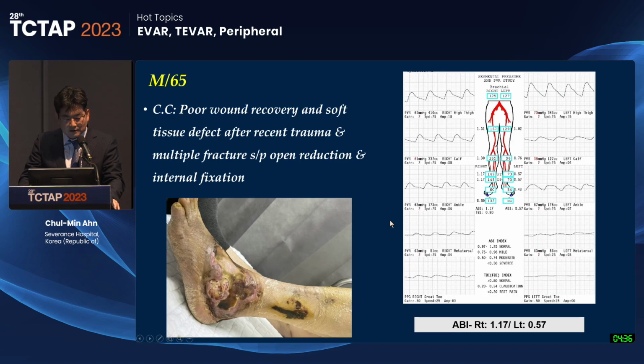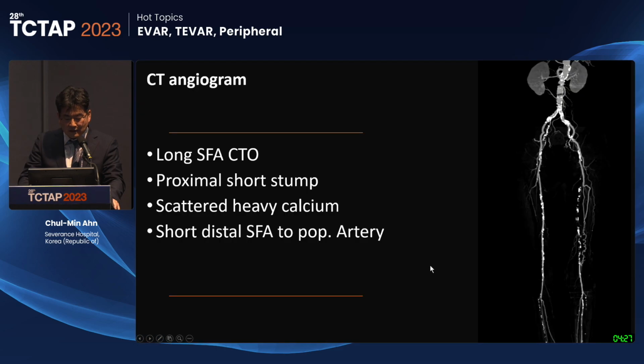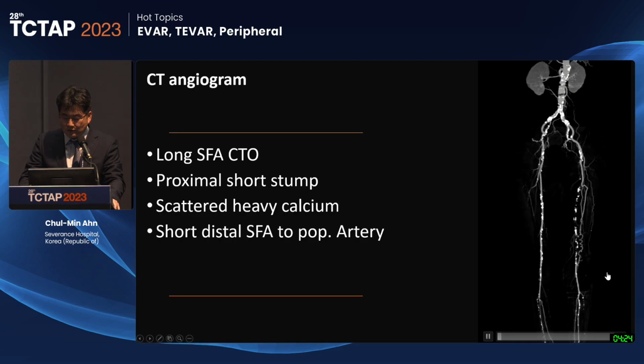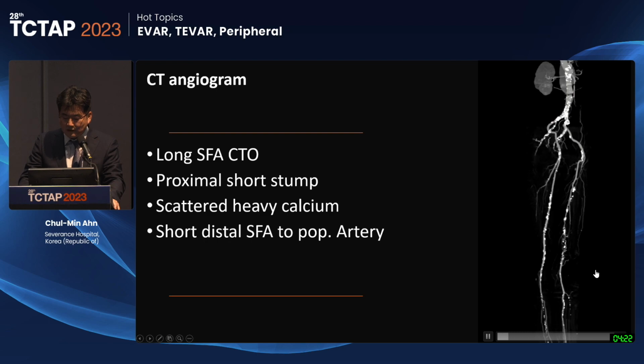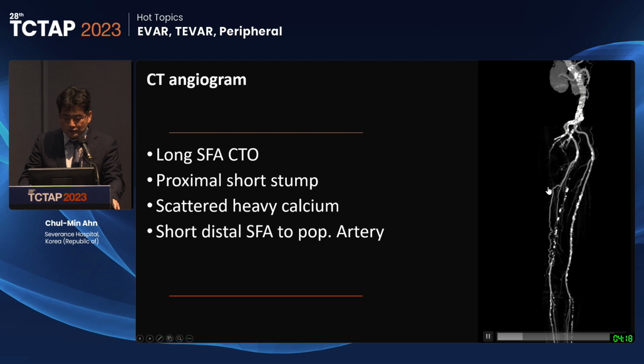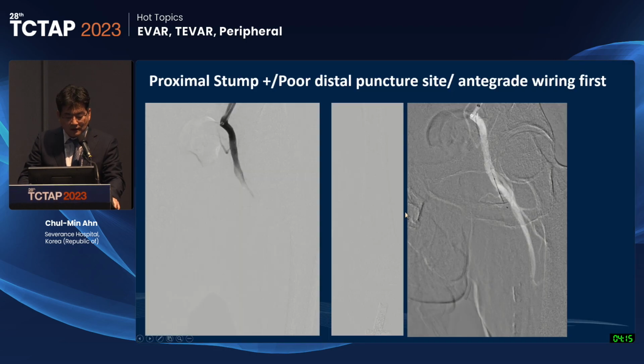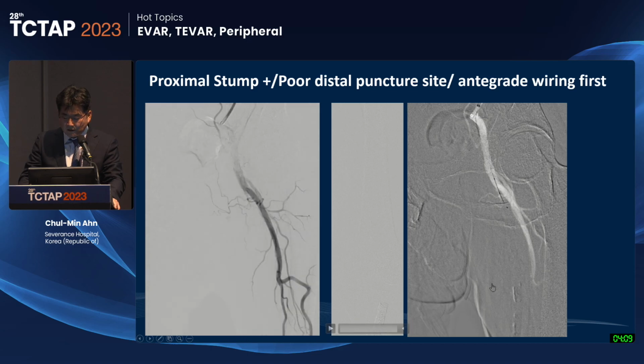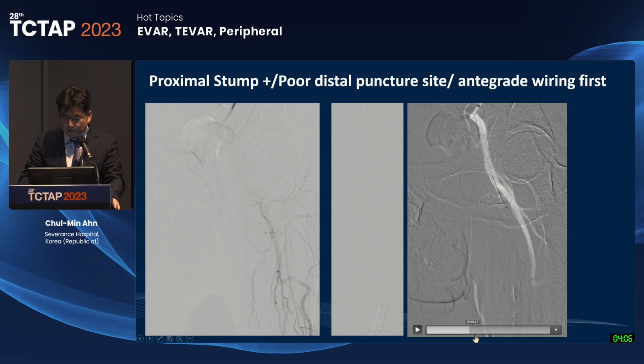This is a 65-year-old male with poor wound recovery after a trauma history. The left ankle brachial index was 0.57, and the CT shows a long calcified left SFA total occlusion, with a minimal stump visualized on the CT scan. We performed antegrade wiring first with microcatheter support, but the microcatheter supported antegrade wiring was difficult to penetrate.